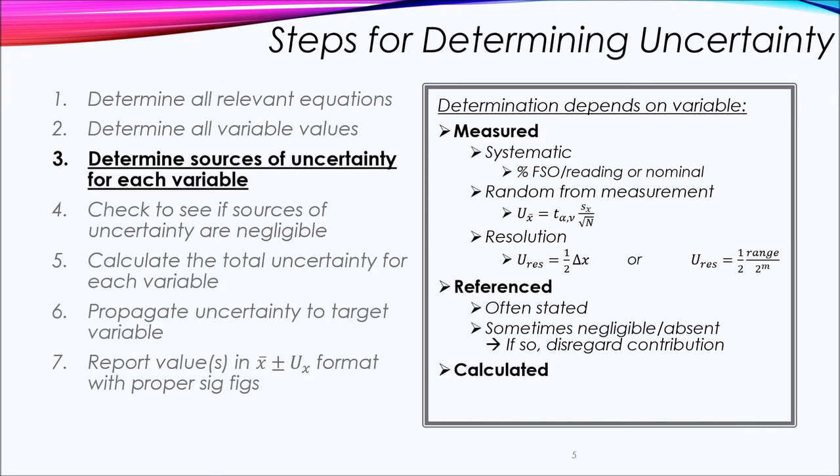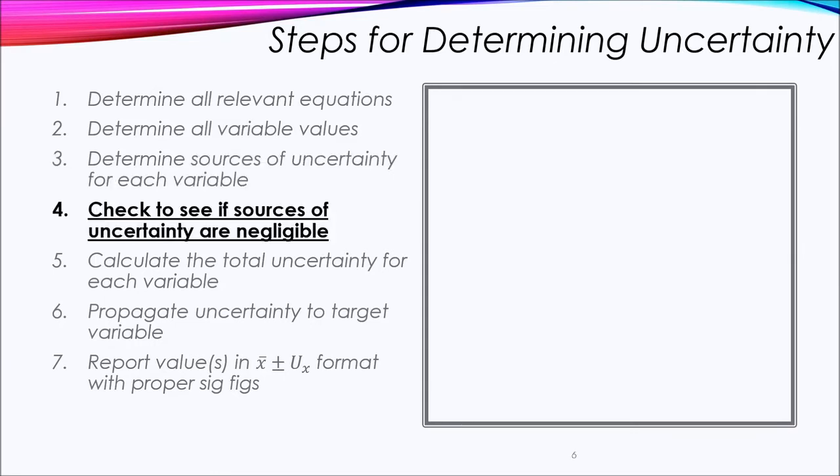And then the last piece, if you had it calculated, then you would just go on and do uncertainty propagation, which would bring you all the way down to part 6. For the fourth step, you want to check to see if any of these sources of uncertainty are negligible. And the reason why you would want to do that is mostly to simplify your calculations.